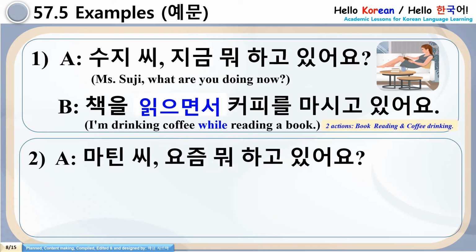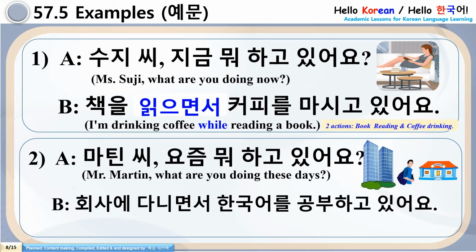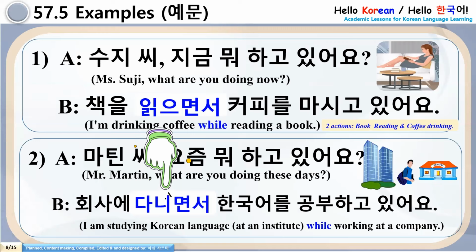See one more example. A: 마틴 씨, 요즘 뭐 하고 있어요? 마틴 씨 replied, 회사에 다니면서 한국어를 공부하고 있어요. Again, keep focus on 다니면서. What is the meaning? I am studying the Korean language at an institute while working at a company. So what is this situation? Martin is working at a company and he is also learning the Korean language at some institute. Clear, 여러분? Are you understanding the meaning of 면서?